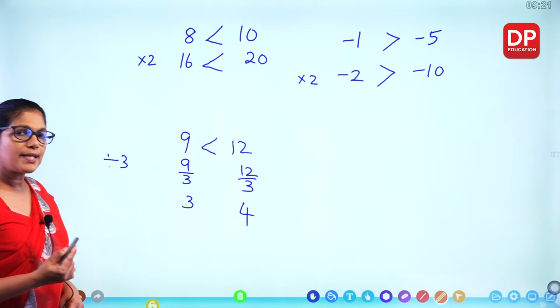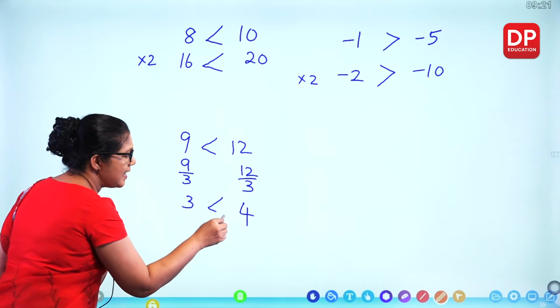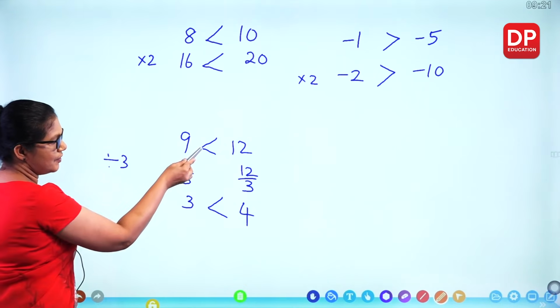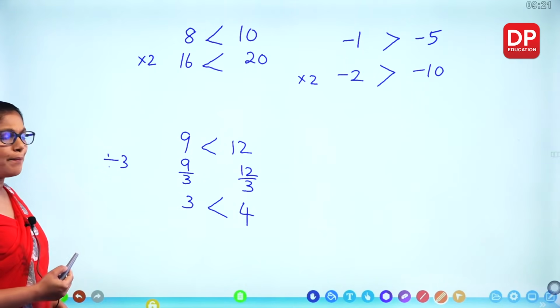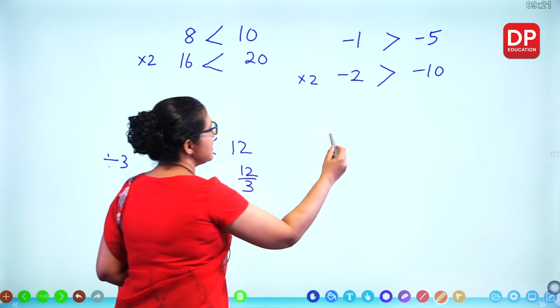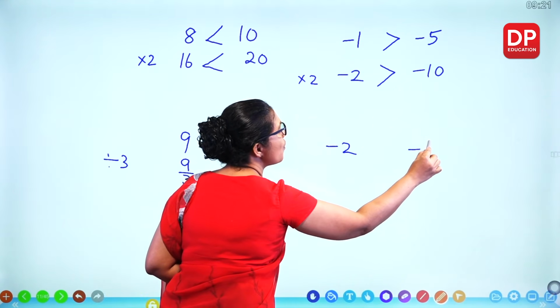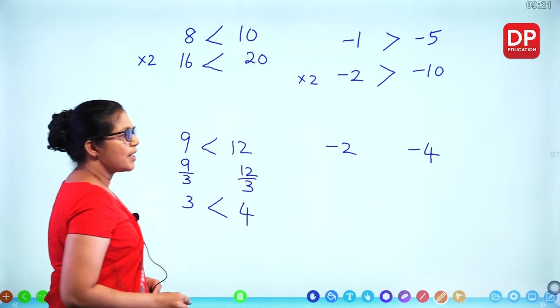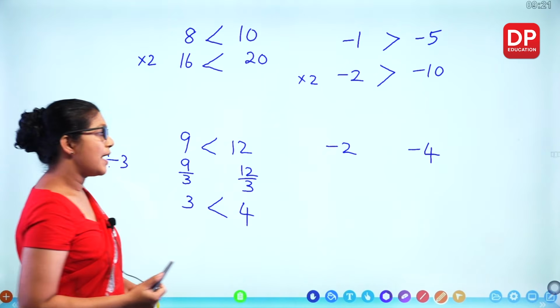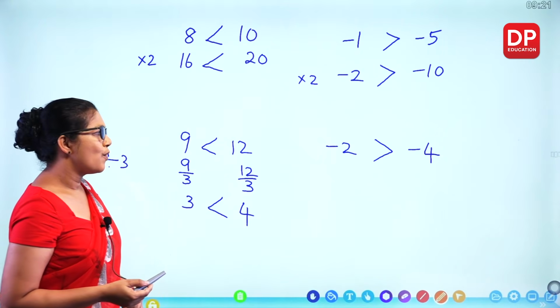Now which number is greater? Compared to 3 and 4, I can see 3 is less. You get the same symbol. I'll take another one. I'll take minus 2 and minus 4. Which one is bigger? We know that minus 2 is bigger or greater than minus 4.